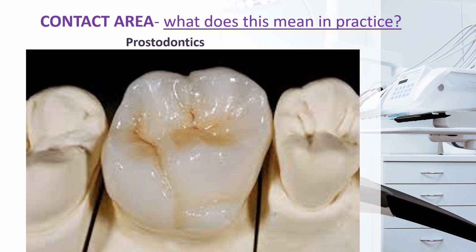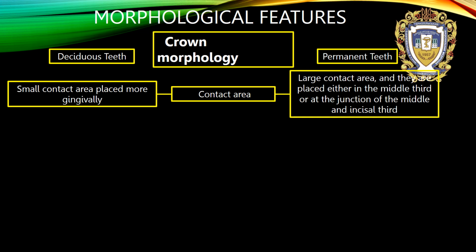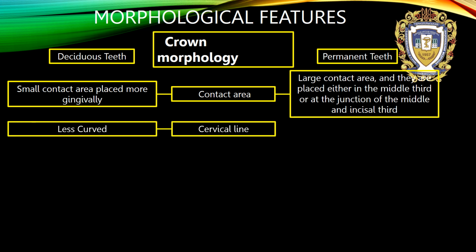But what does it mean for the features of contact area position in prosthodontics? Our dental laboratory, and we, like doctors, need to create approximal contacts between our prosthodontic restorations, like artificial crowns or bridges. What about the next characteristic of crown morphology, the cervical line?